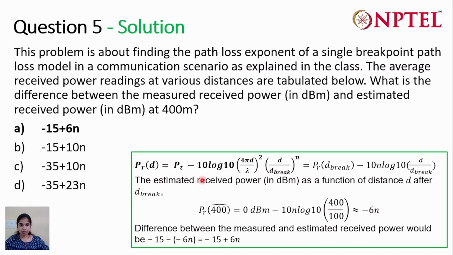We know the expression for a single breakpoint path loss model. So PR is equal to PT minus 10 log10 of (4 pi d by lambda) the whole square into (d by d_break) the whole power n. We have the measured receive powers that are given, so the estimated receive power we could find. We know that d_break is given as 100 meters. If we just substitute that, we are going to get minus 6n. And the measured is given as minus 15. So minus 15 minus of minus 6n, we'll get minus 15 plus 6n.